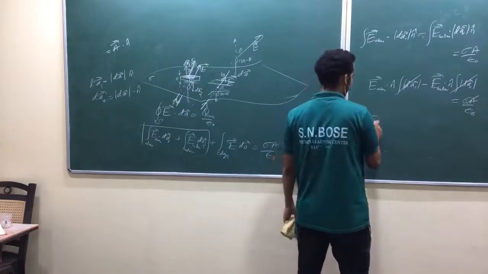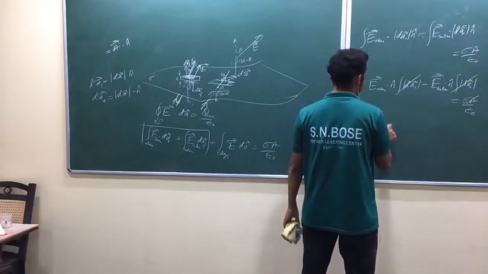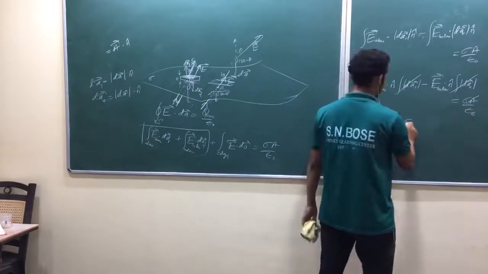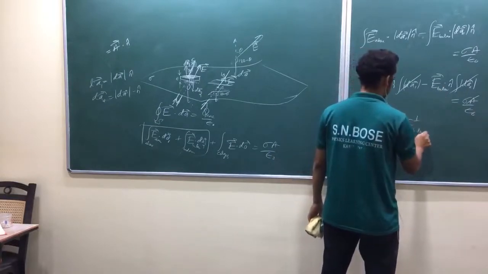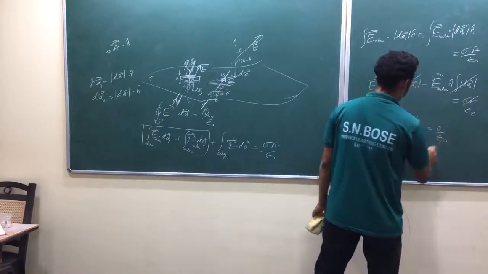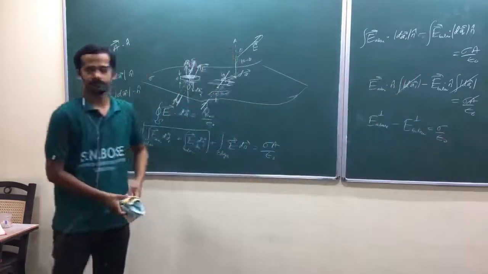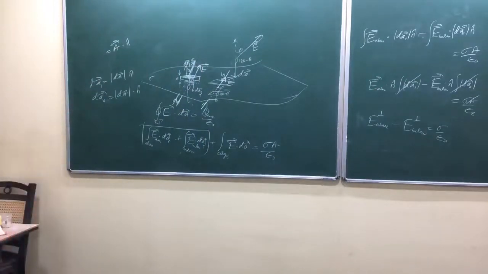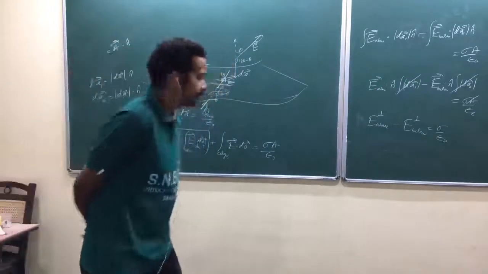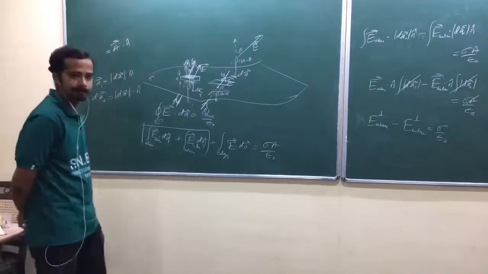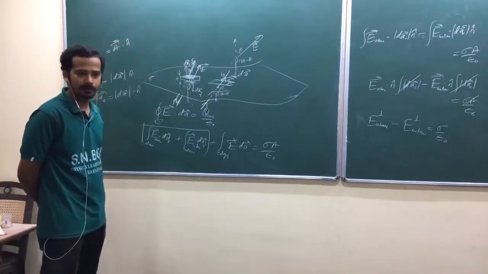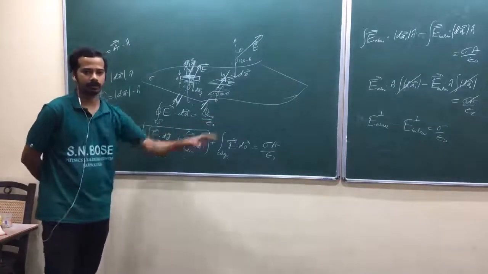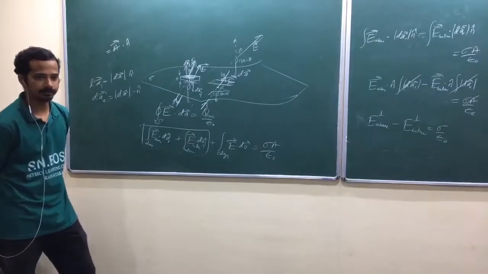Now, what is this one? The component of the electric field above. What is this one? The component of the electric field below. Isn't it? It is equal to sigma by epsilon naught. No, dot product, am I right? Dot product: mod A, mod B, cos theta, A dot B. Yeah, next one.